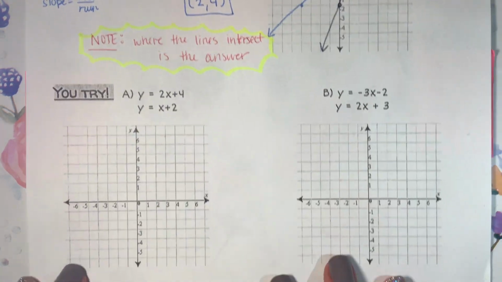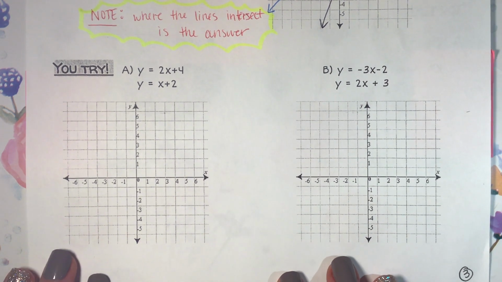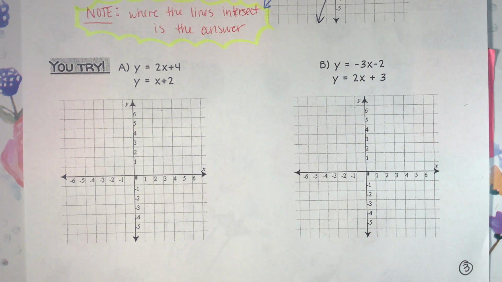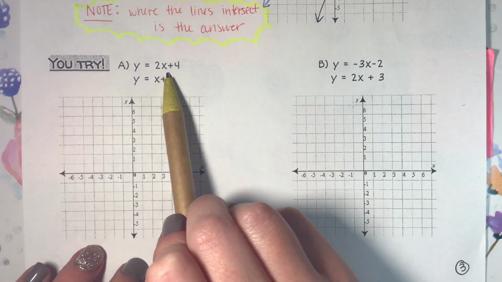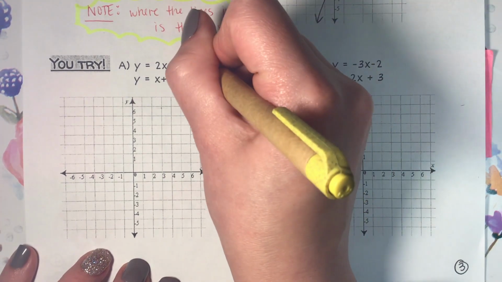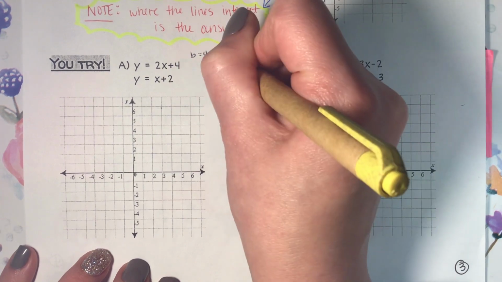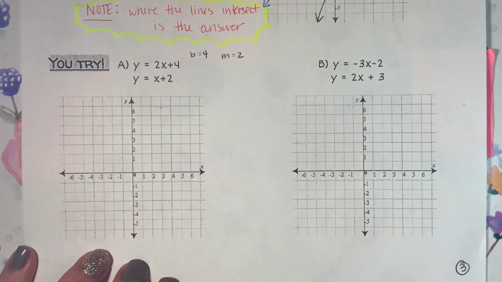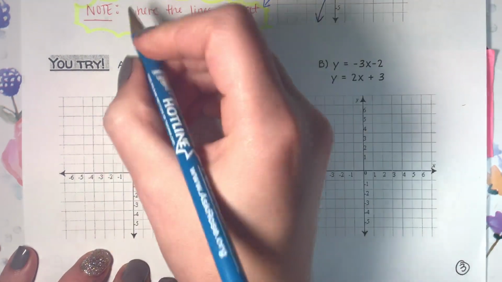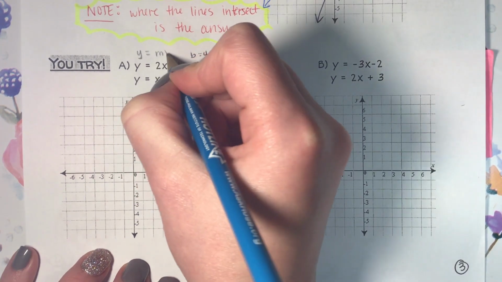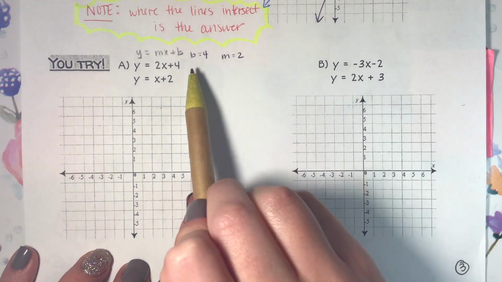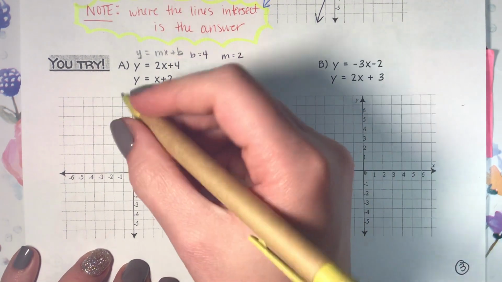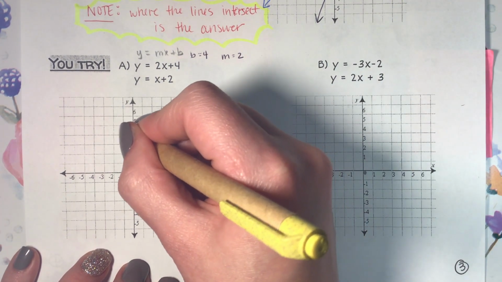Okay, let's do that again in two more examples just so we can get a little bit of practice. So my first equation is y is equal to 2x plus 4. I'm going to label the b as 4 and m is 2 because remember this is in the form y equals mx plus b. Okay, so first let's graph the b at 4. So that's going to be right here.